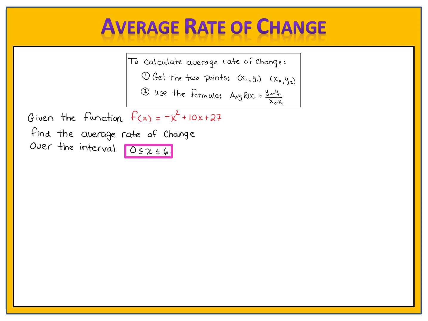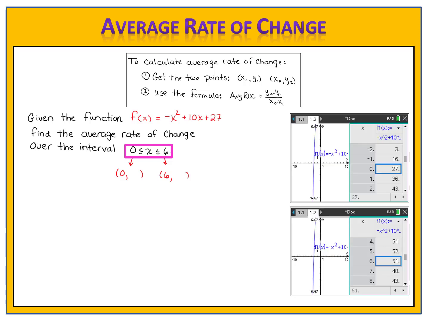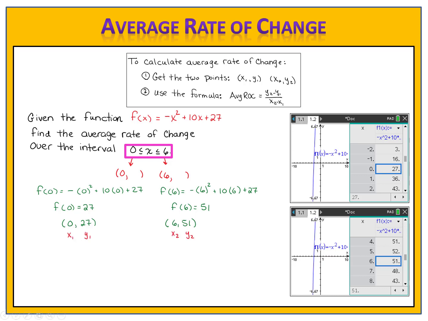Once again, we know that this interval is the ticket to finding the 2 points. Those are x values or inputs, so the x values will be 0 and 6. Now we have a choice. We can use our graphing calculator to look at the table of values to determine what the y values are, or the outputs, or we can use a more manual method. Either way, you find that when the input is 0, the output is 27, and when the input is 6, the output is 51. We label our points x1, y1, x2, y2, and then we're ready to use the formula.